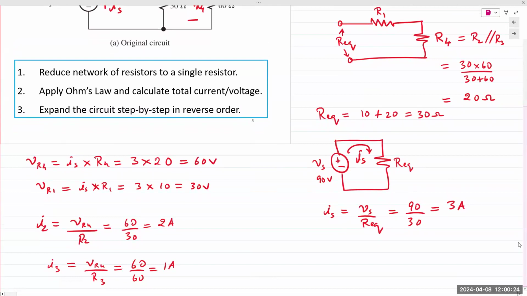One final point. Voltage across a resistor is always directly proportional to the value of the resistance. The higher the value of the resistor, the larger the voltage across the resistor. Current is inversely proportional, meaning the larger the resistance, the smaller the current, and the smaller the resistance, the larger the current. And you can see that reflected here. 30 ohm resistor has a larger current, 60 ohm resistor has a smaller current.